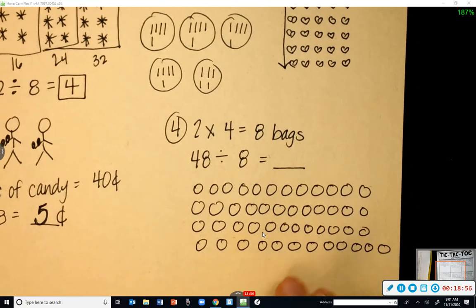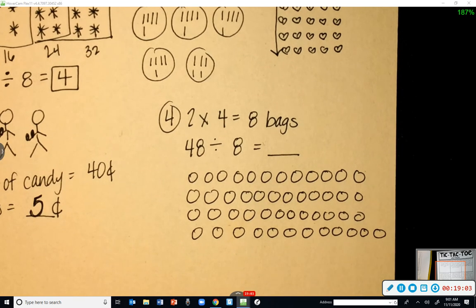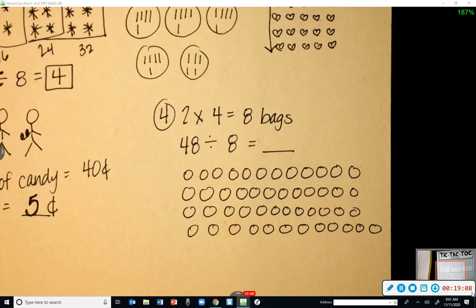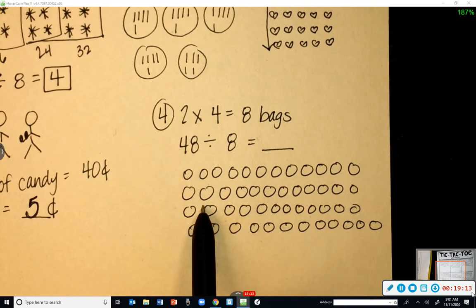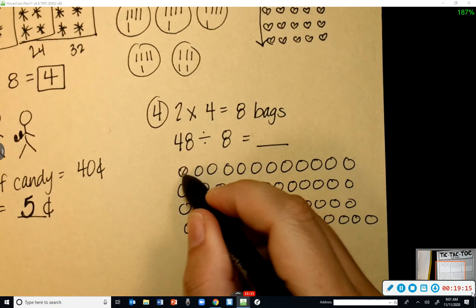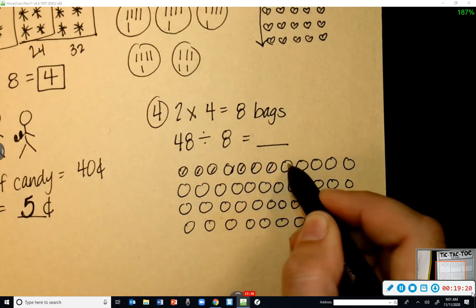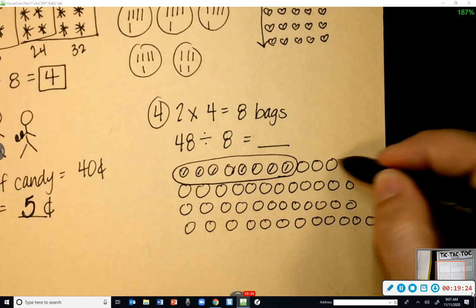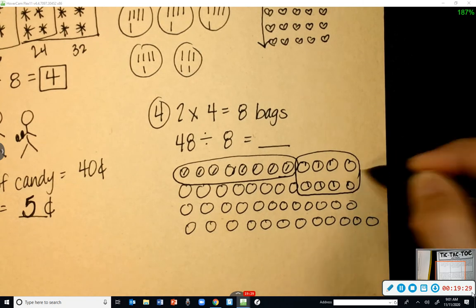Okay? I'm doing this because you may have a picture already drawn for you, and I'm going to show you where you don't have to draw all of it out. You can circle groups. So if I'm dividing by 8, I'm going to take 8 of these peanuts and put them in a group. Okay? So here's 1, 2, 3, 4, 5, 6, 7, 8. So there's a group of 8.